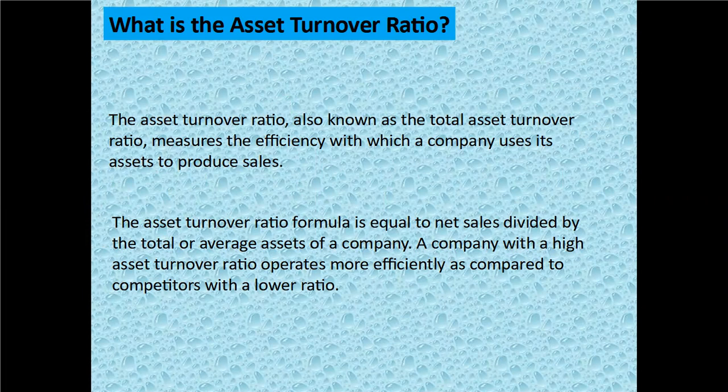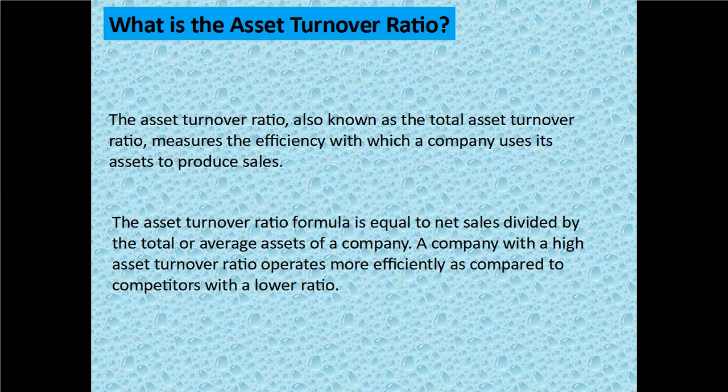Well, asset turnover ratio is also known as total asset turnover ratio. It measures the efficiency with which a company uses its assets to produce sales. So it's basically a trade-off between your sales and your assets. Okay, and if you put it into formula, it is nothing but the ratio of net sales to the total average asset of the company. It's as simple as that.